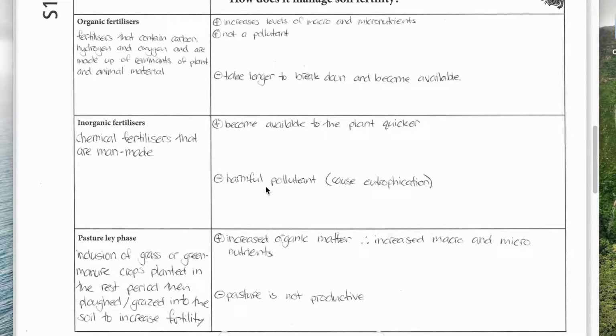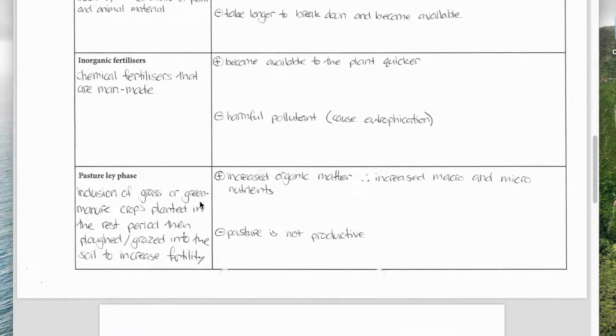On the other hand, inorganic fertilizers can cause things like eutrophication because they give you such a large hit of a certain nutrient such as phosphorus in superphosphate. It can be harmful to waterways, and if you get eutrophication, you get algae growing on the surface and less air getting into the water body, and therefore the fish and other things in the waterway dying.